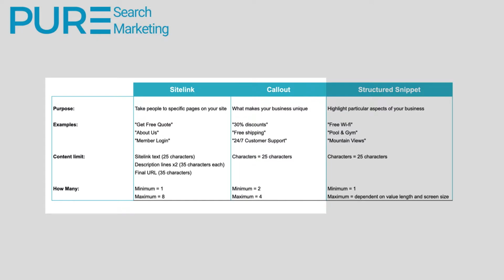The characters for each of those lines is 25. You can have a minimum of 2 of them and a maximum of 4 of them. Again, a bit like the site links, they don't all show at the same time.